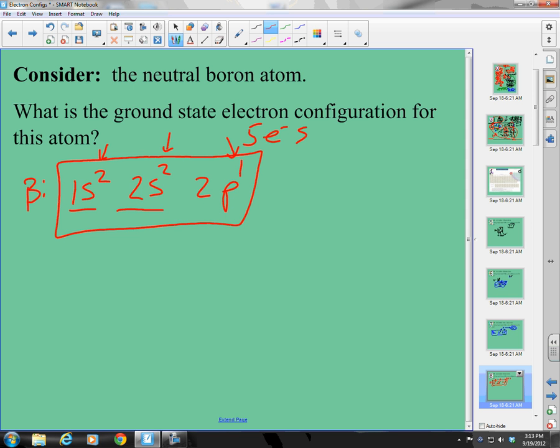Now, did you see what I said about my p's? When I get to the p's, I really don't have one p, do I? I have a px, a py, and a pz. Each of these can hold 2 electrons, right? So when I group these all together and call them just a p, I can go as high as p6. Got it? And that's why I could go up to a 2p6 before I go into my third energy level. All right, here we go. What's next?